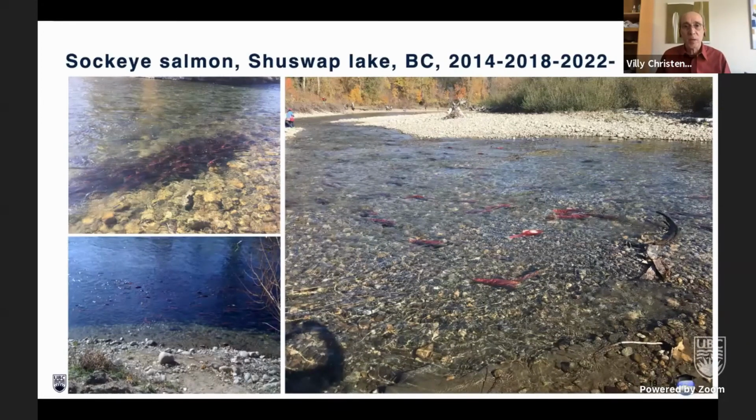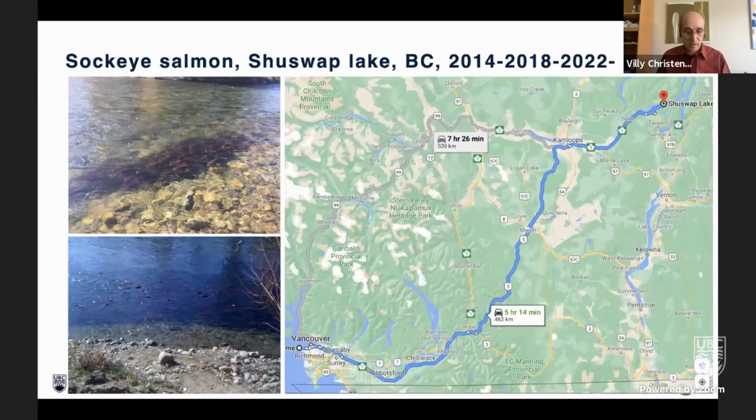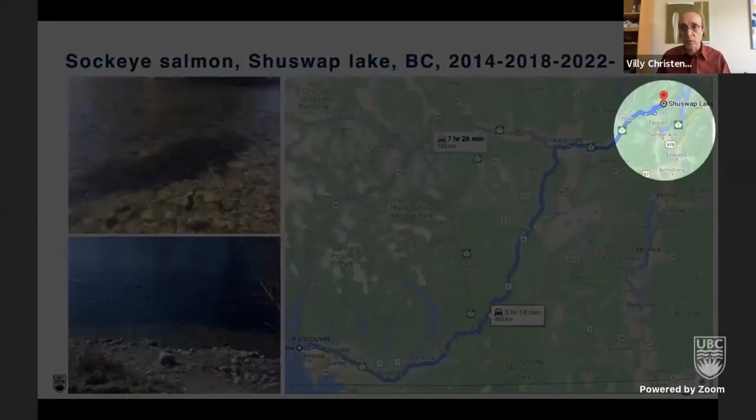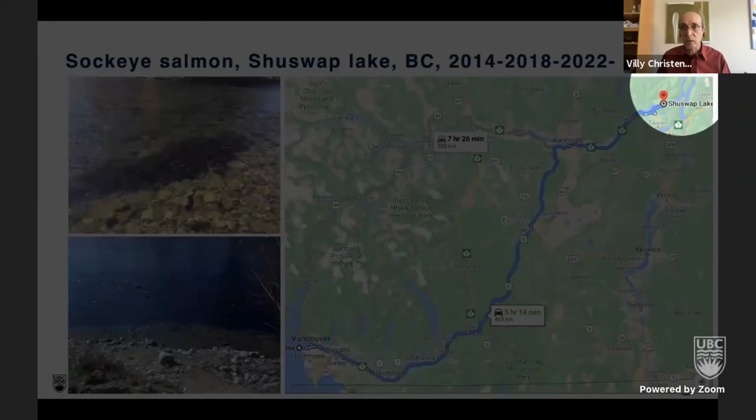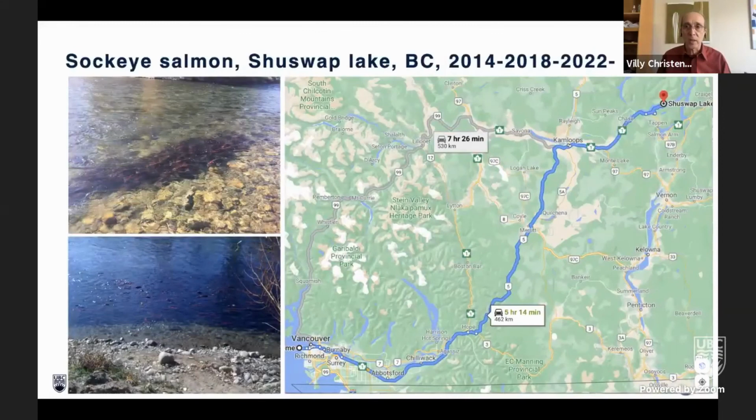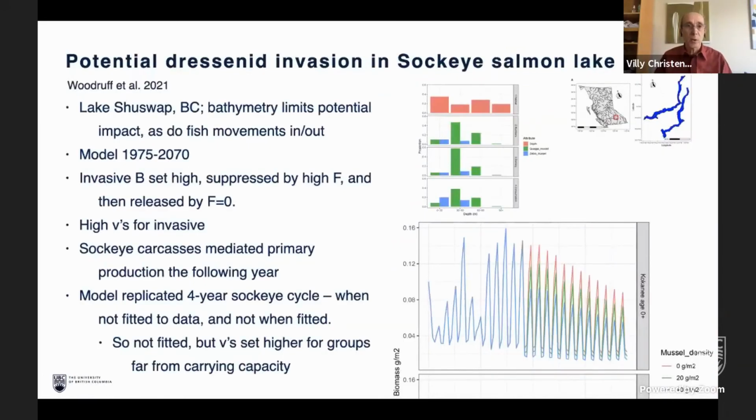What would happen if we have an invasion of zebra mussels? Not right here, but in the lake down there below. They spawn in tributaries, and then the young ones move down into lakes below. I could talk much more about that, but I shouldn't go there. So a PhD student with me, Patricia Woodruff, has been modeling what might happen if we have a potential dreissenid invasion in Shuswap Lake.